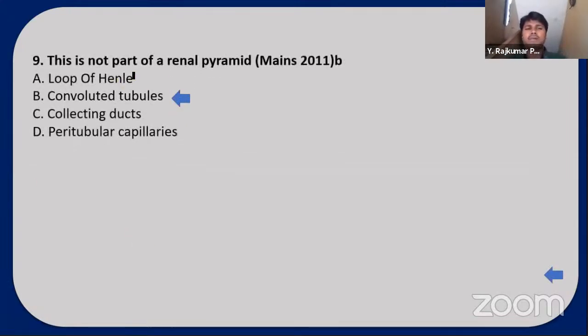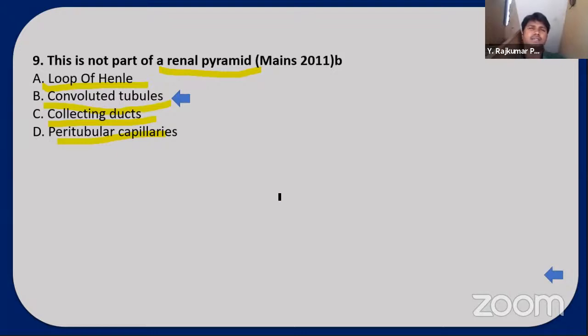This is not a part of a renal pyramid. Which one of the following is not a part of the renal pyramid? He is asking: loop of Henle, collecting ducts, and peritubular capillaries. These are not part of renal pyramids. Convoluted tubules, these are the part of renal pyramids.